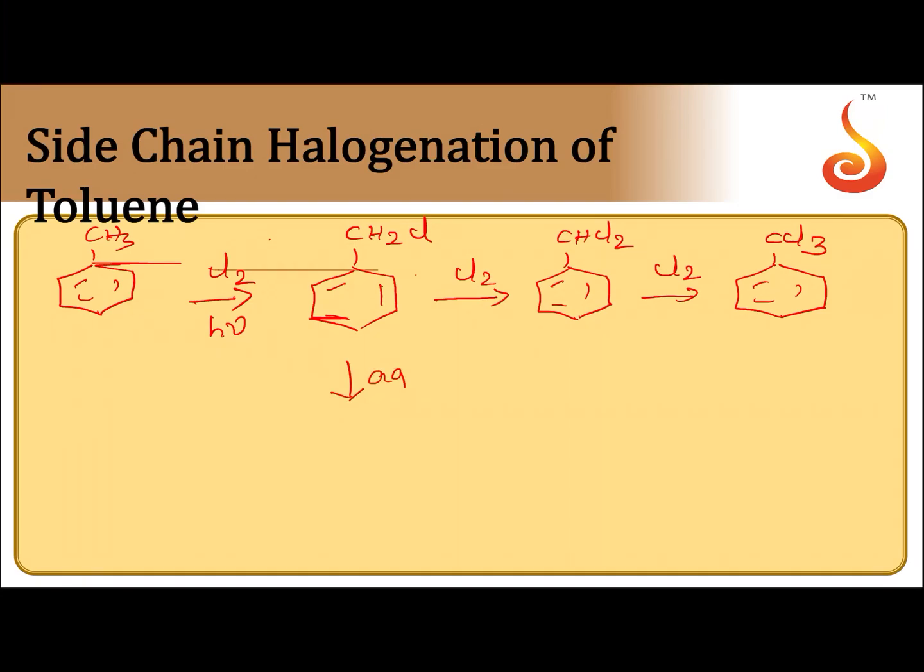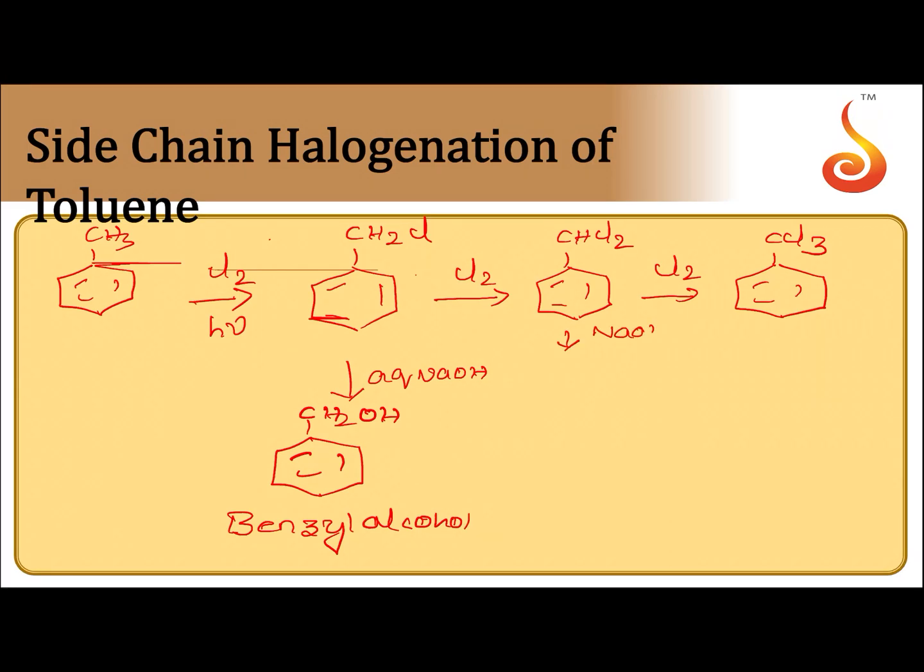Now when benzyl chloride is treated with aqueous sodium hydroxide, meaning hydrolysis, Cl will be replaced by OH. So what will I get? Benzyl alcohol. I'll get benzyl alcohol. When benzal chloride is treated with aqueous sodium hydroxide, both the Cl's will be replaced by OH.